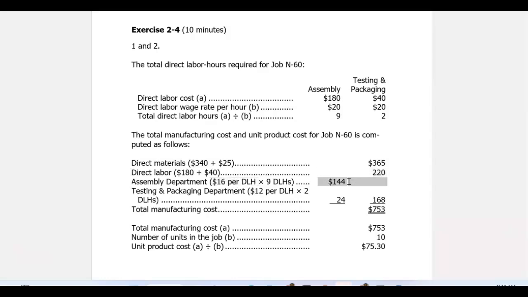So we calculate that, that's $144 for manufacturing overhead for assembly, and $24 for packaging. Add them up, that's $168 total overhead. So $365 direct material, $220 direct labor, $168 overhead. Combined manufacturing cost is $753 divided by 10 units of production, and that gives us $75.30 per unit product cost.